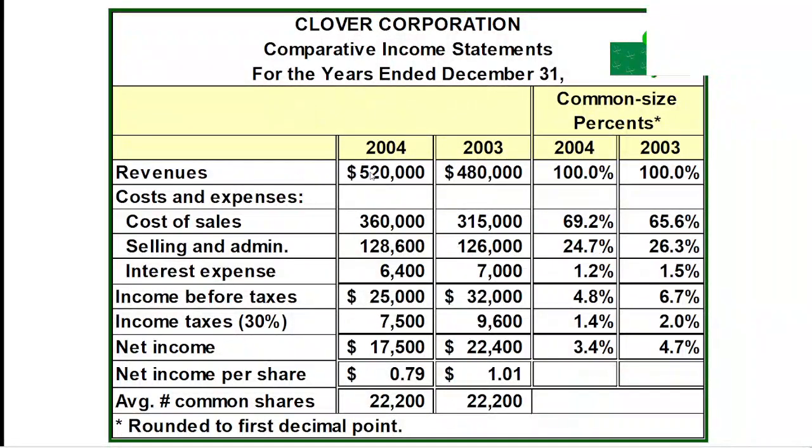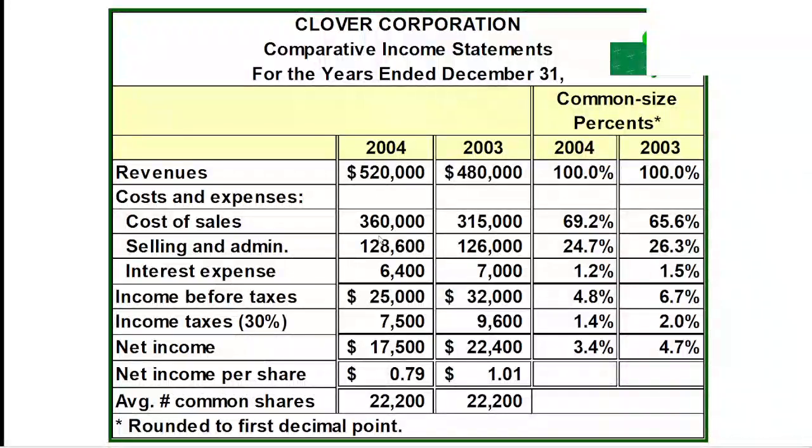So 520 divided by 520 becomes 100%. But cost of sales, 360,000 compared to 520, will become 69%. Now, if we are doing the horizontal analysis, what we would do is 520 minus 480 becomes 40,000, and then we would look at the percentage. In a similar way, we would look at the cost of sales, selling and general expenses, and interest expenses. By the formula, we say that if the number is lower, it is good.